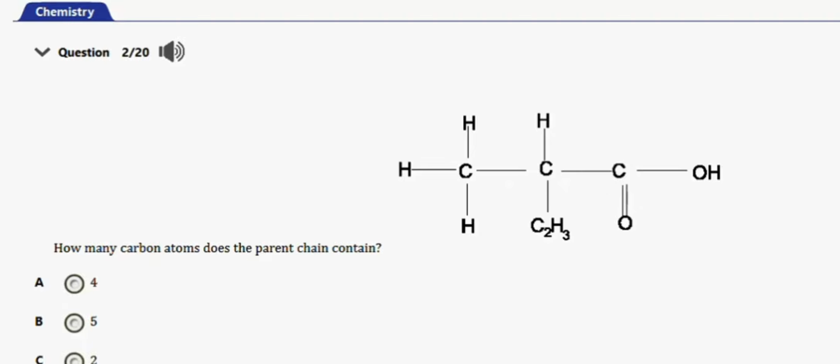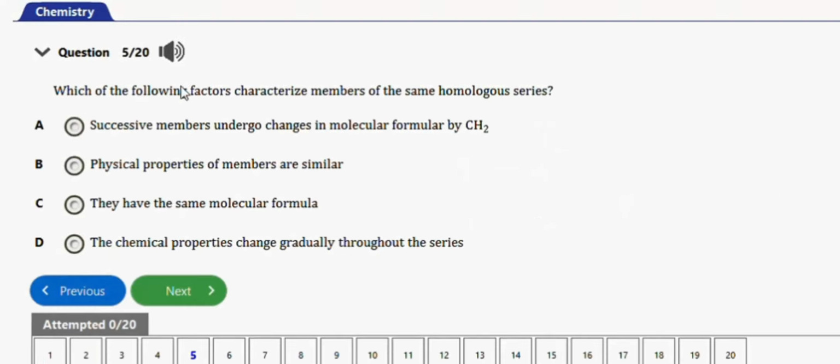The next question will be this one. It says, which of the following factors characterize members of the same molecular series? Successive members undergo changes in molecular formula by CH2. So guys, this is the right answer already. The correct option is option A. That is for this question.